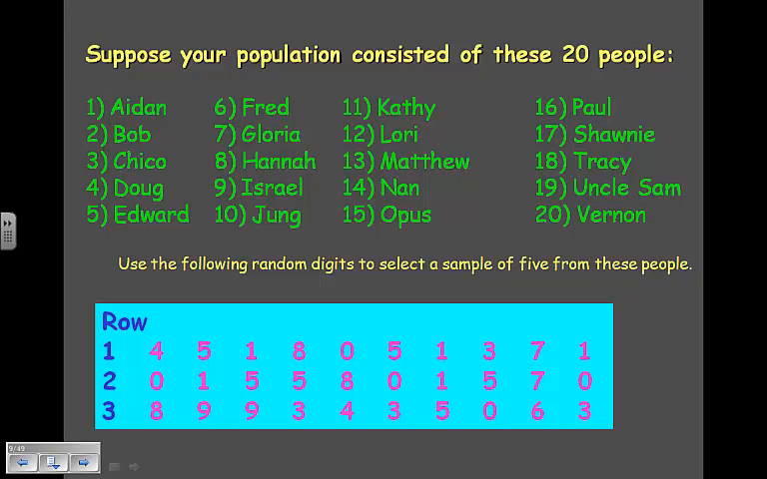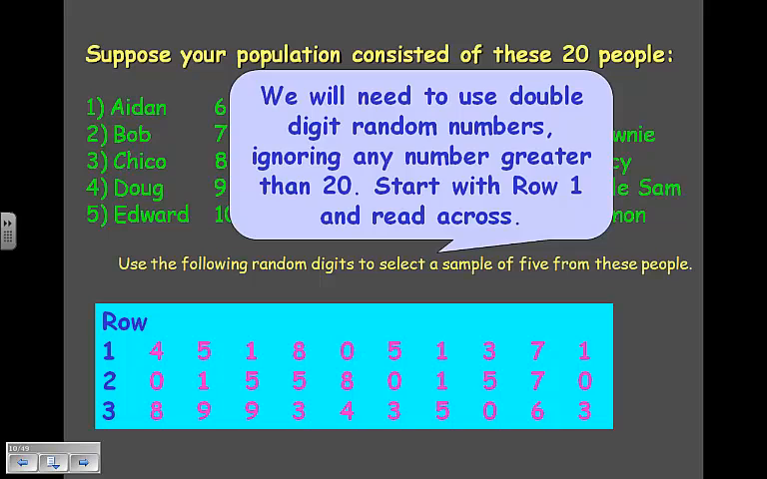So here's an example problem. Suppose your population consisted of these 20 people. You can see a list of names there. Use the following random digits to select a sample of 5 from these people. So what you would do is we're going to use double-digit random numbers because we have numbers going up to 20. We're going to ignore any number greater than 20. We're going to start with row 1 and read across.